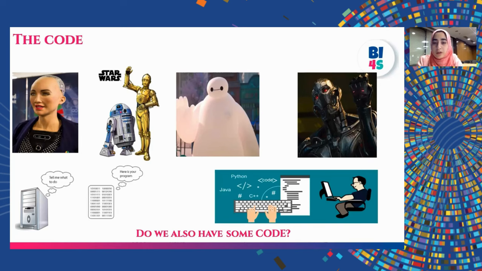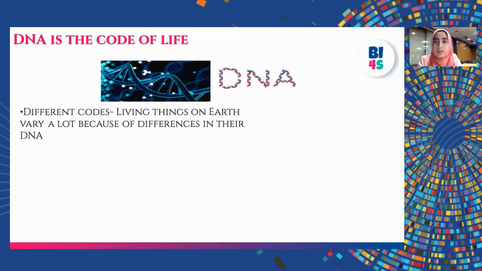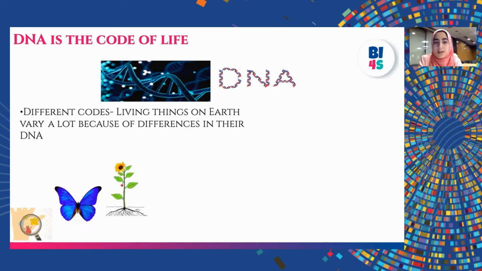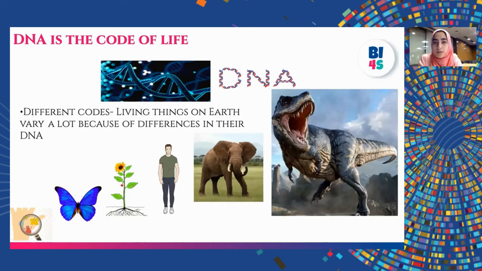Now the question is, do we also have some code? Yes, we do. We do have a code in our body, and that code is DNA. So DNA is the code of life. This DNA is not the code or instructions for human beings only. It is the code for every particular living organism. Be it tiny bacteria on your hands, insects, plants, or us human beings, or giant elephants, even the large dinosaurs. So it is the DNA that is the instructions for all these organisms. And it is the difference in the DNA that makes a dinosaur different from that of the bacteria. So this DNA determines what an organism is going to be and how it's going to be.